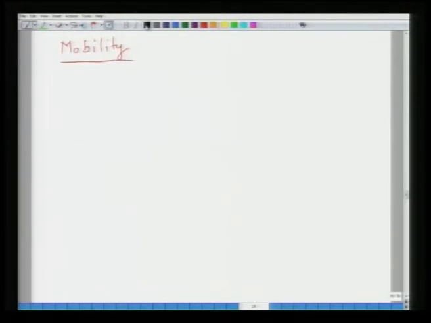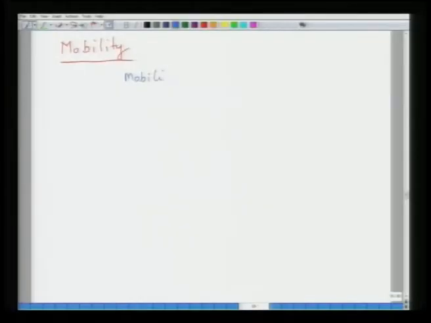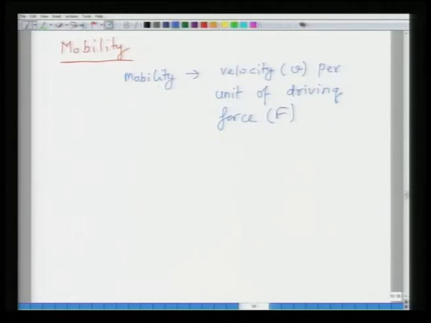Mobility, as the name itself suggests, is the ability to move. It is a very important term to define conduction in ionic solids, and basically mobility is defined as the velocity v of any species or any entity per unit driving force F. Okay. So, mobility is defined as velocity per unit driving force.